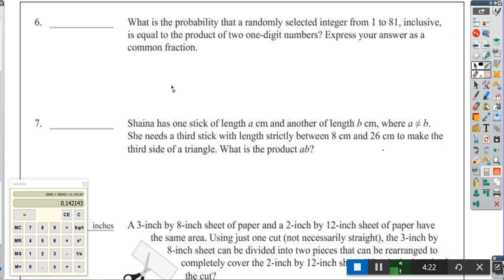All right, so Shania, I guess her name is, has one stick of length A and another stick of length B, where A cannot equal B. She needs a third stick that is strictly between 8 and 26 centimeters to make the third side of the triangle. What is the product of A and B? All right, so what I know about triangles is that any two sides of the triangle have to be larger than the third side.